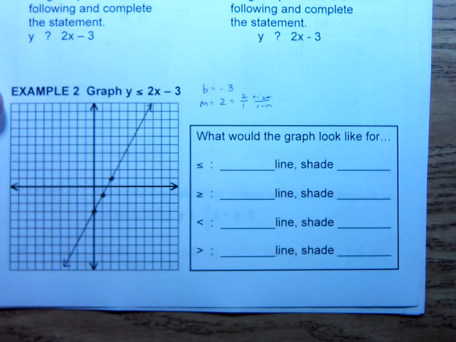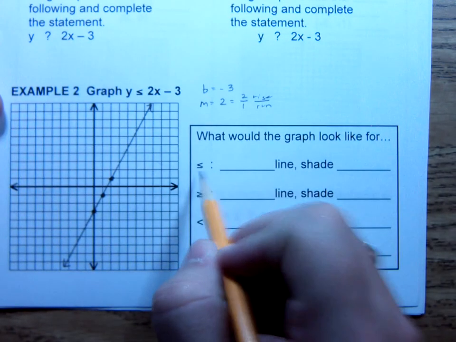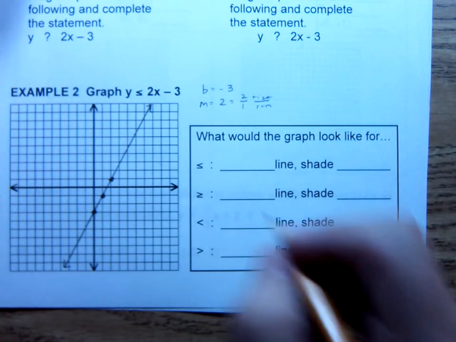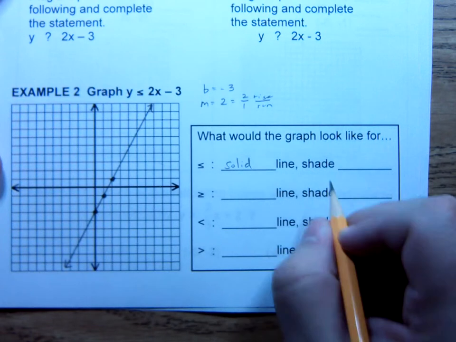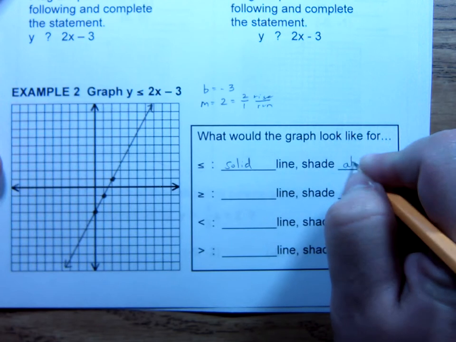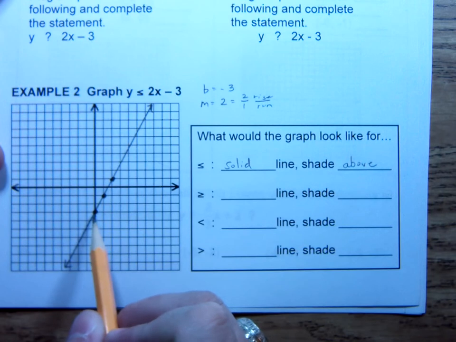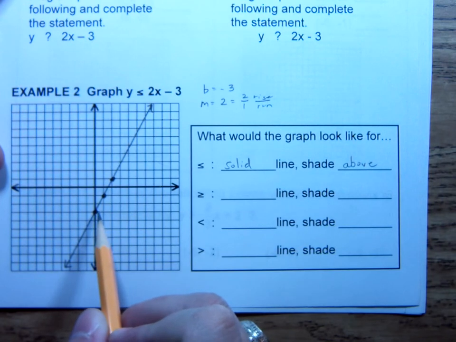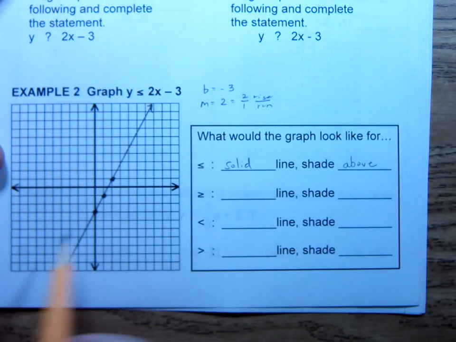Now, based on this inequality, it's not an equation, I'm going to answer these questions. What would the graph look like for y is less than or equal to 2x minus 3? Well, it would have a solid line, and it would be shaded above. And when we talk about shading above, we're talking about shading above the y-intercept. If you look at the y-intercept, that's what we're looking at, and we shade above that. That's all these numbers over here. I'm not going to do it because we have a couple of different examples.